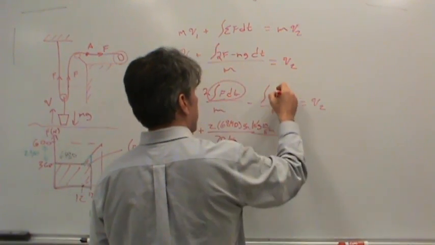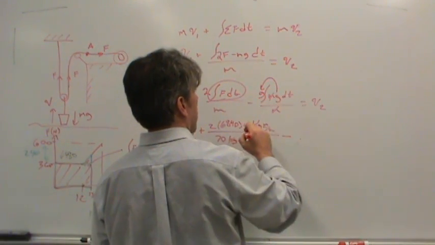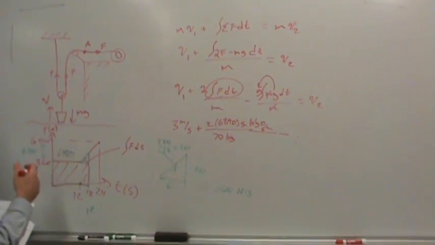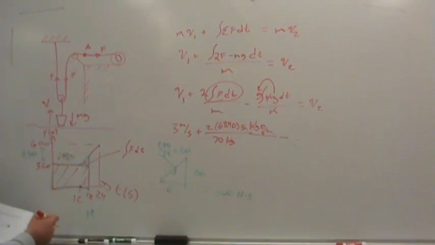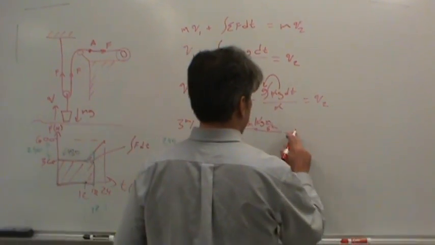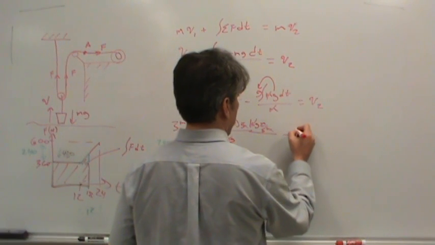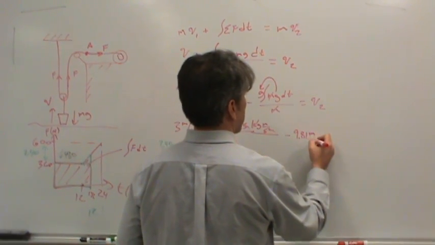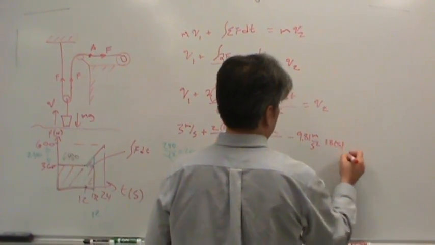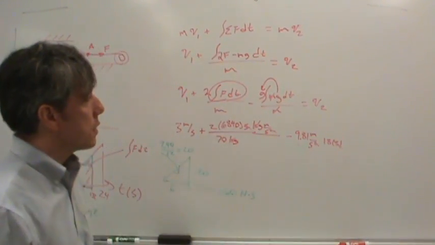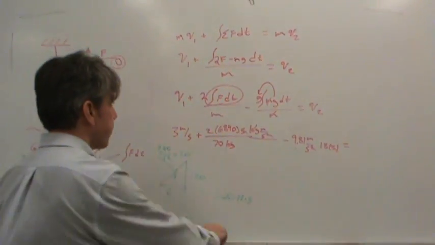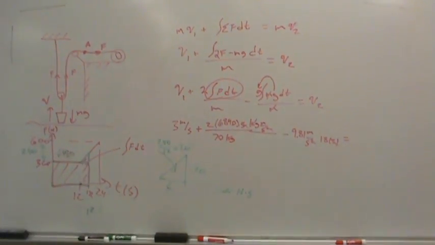Let me show you that up here. The g would come out because it's a constant. So we have the integral of dt from state 1 to state 2, which is just an 18-second interval. So this would be minus g, which is 9.81 meters per second squared, multiplied by 18 seconds. Notice that we get meters per second again. And that should be equal to the velocity at state 2. So let's plug in the numbers, see what we get.